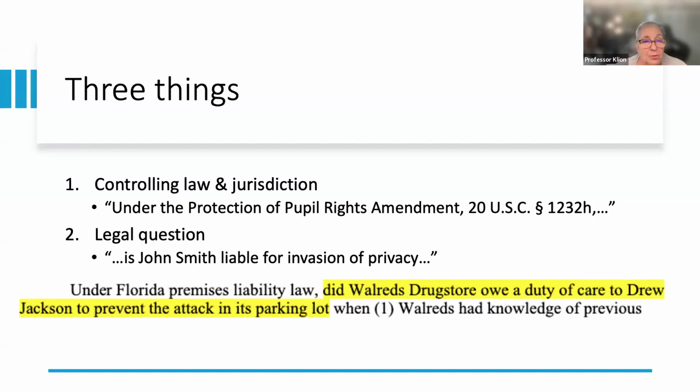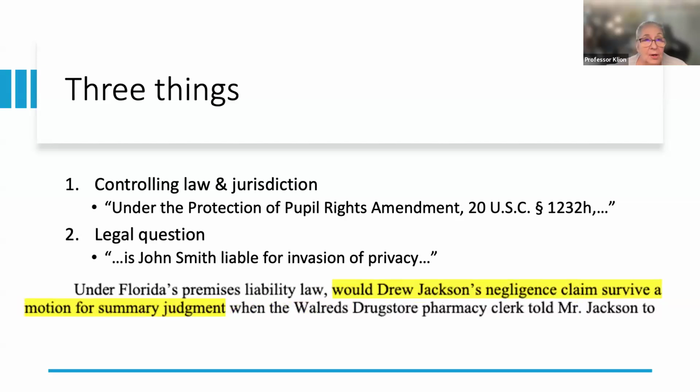Did Walridge Drugstore owe a duty of care to Drew Jackson to prevent the attack in its parking lot? Again, not the question. Here we go. Under Florida premises liability law, would Drew Jackson's negligence claim survive a motion for summary judgment? That's the question that you were specifically asked to answer.